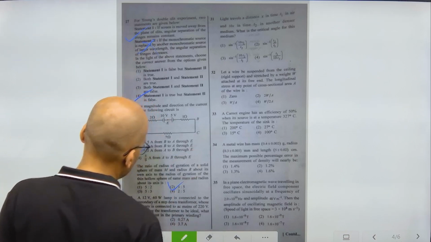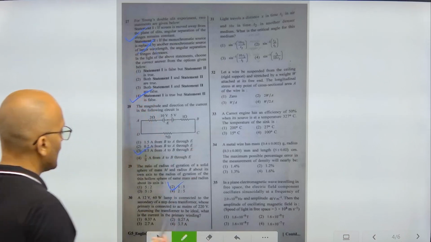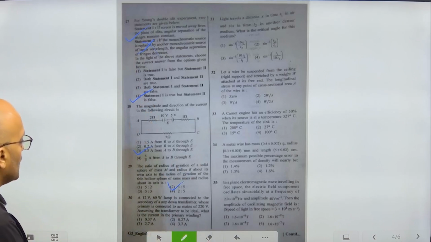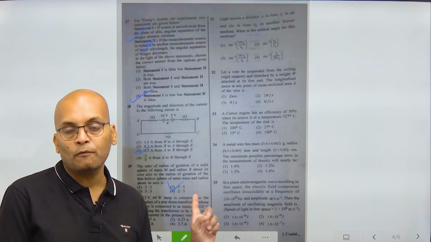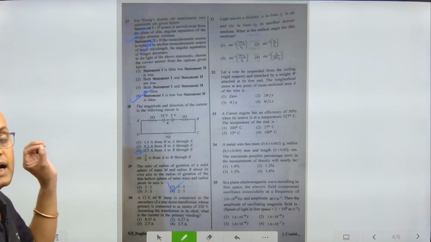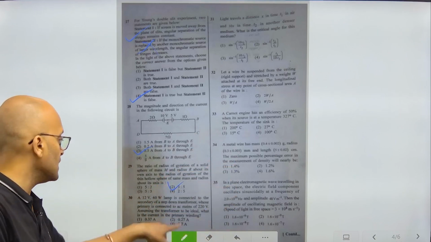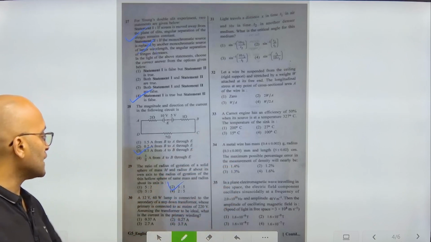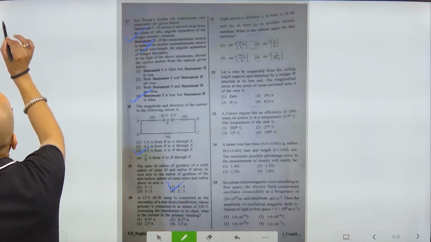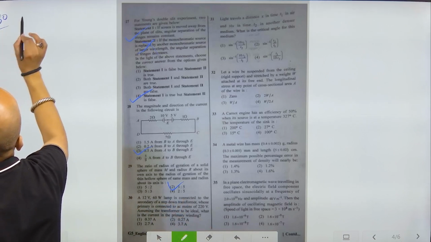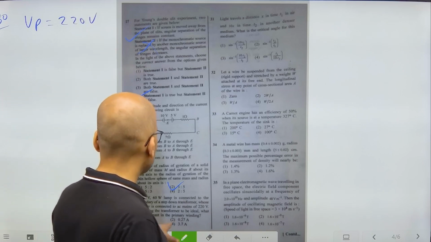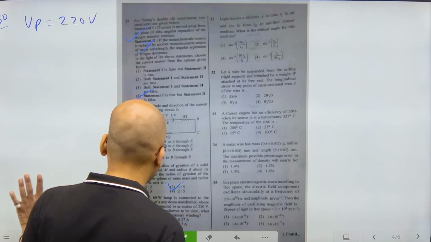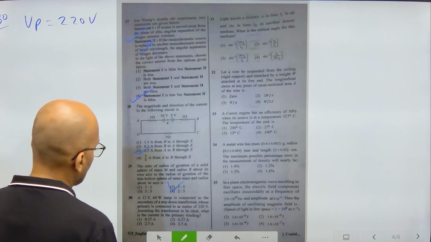30th. It is saying a 12 volt 60 watt lamp is connected to the secondary of the step down transformer. Secondary means from here we obtain the output in the transformer, and primary is the input source, whose primary is connected to the AC mains of 220 volt. So primary voltage is 220 volt. Assuming transformer to be ideal, what is the current in the primary?